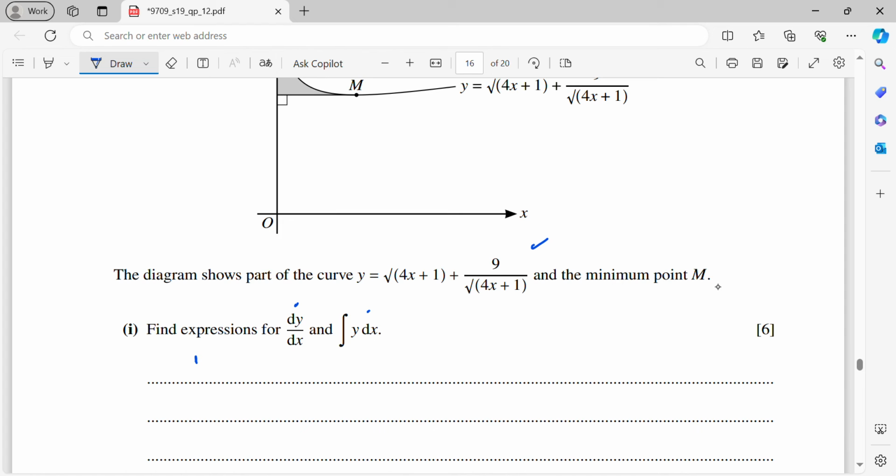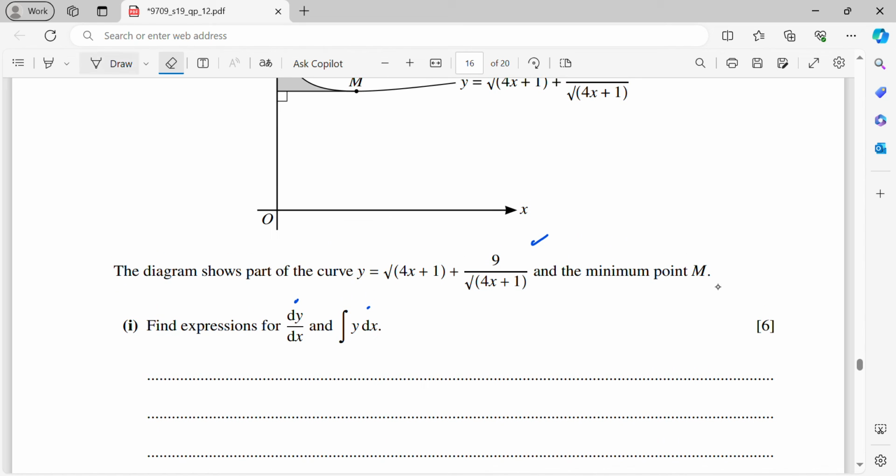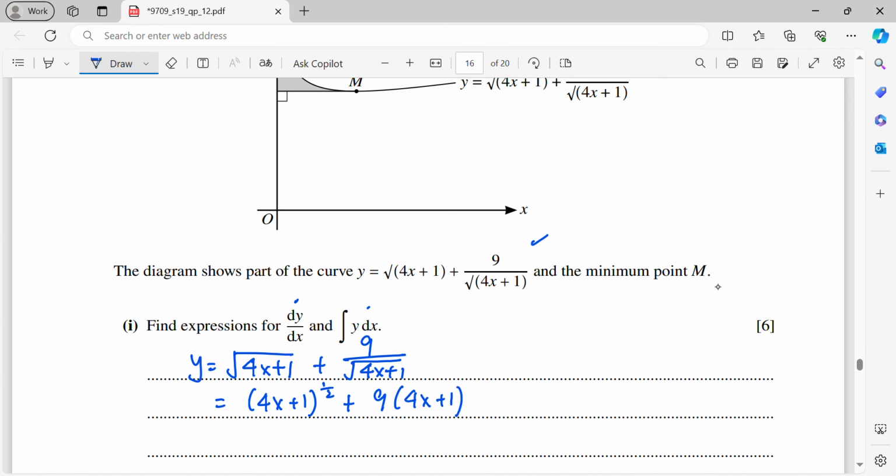So now I will write y equals square root of 4x plus 1 plus 9 over square root of 4x plus 1. And then here I will change to (4x plus 1) to the degree half plus, so the square root in the denominator will be moved up, 9 bracket (4x plus 1) to the power of negative half. So this is my y.